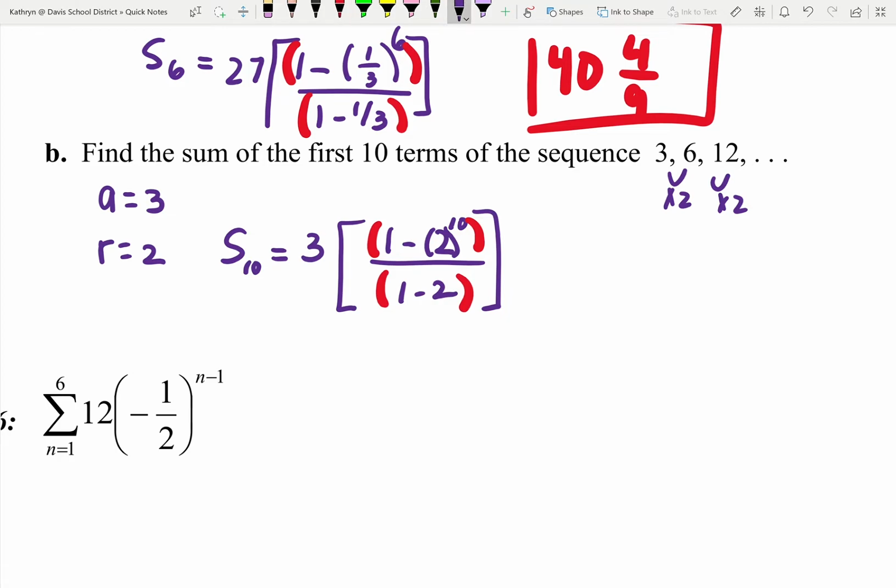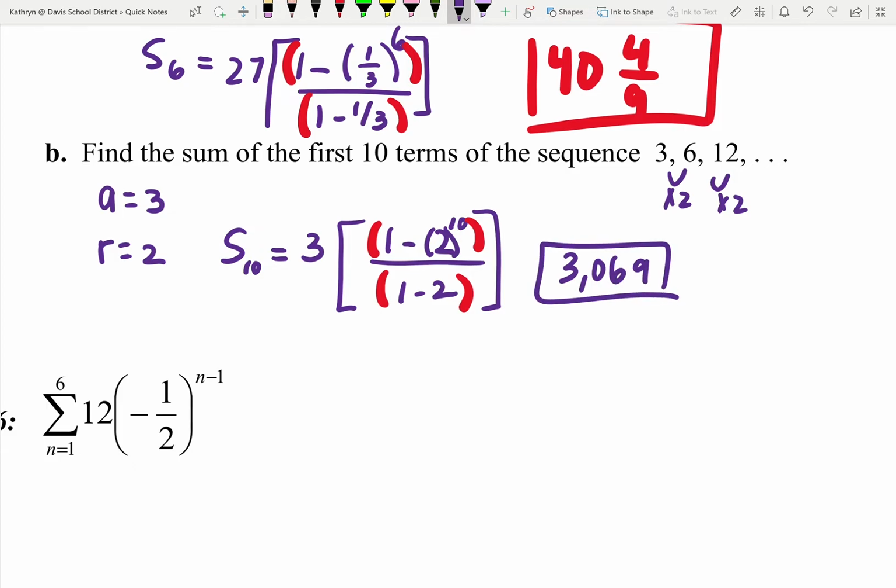Let's do it together. Everybody go 3, parenthesis, 1 minus parenthesis 2, close it, raise it to the 10th, close parenthesis, divided by parenthesis, 1 minus 2, close it, hit enter, and my answer is 3,069, and I'm done.